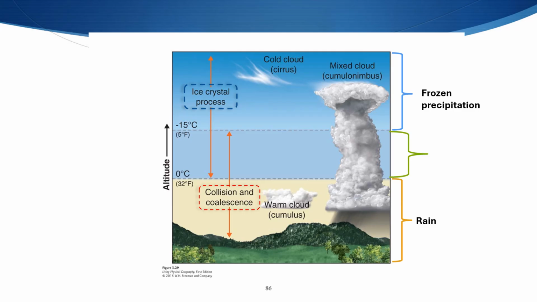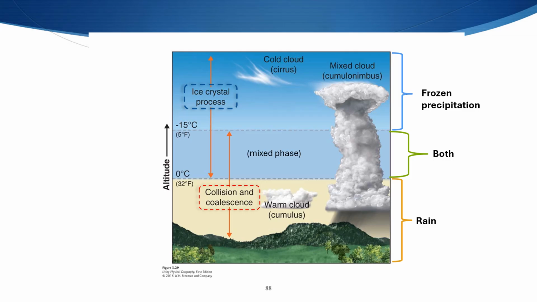In between these two temperatures, between 0 degrees Celsius and negative 15 degrees Celsius, we're going to get both things going on. Both processes are happening. Right here, we have both liquid precipitation and ice crystal precipitation going on within this region.